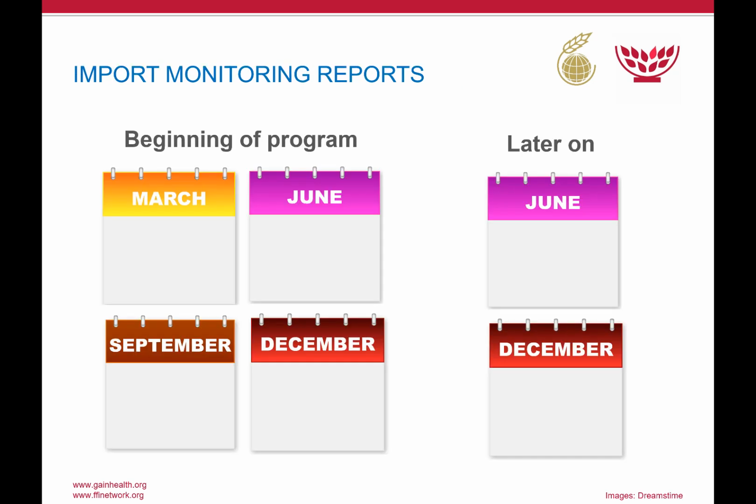For import monitoring, border control officials should prepare a report for the fortified rice and fortification inputs that have entered the country. This should be done quarterly at the beginning of the program. After you are sure the program is running smoothly, these reports can be done twice a year or annually.